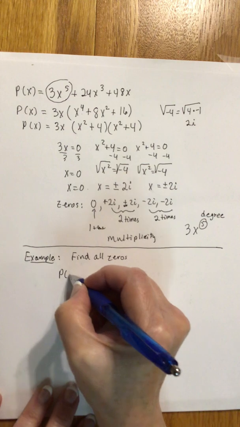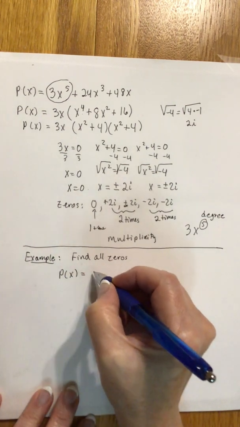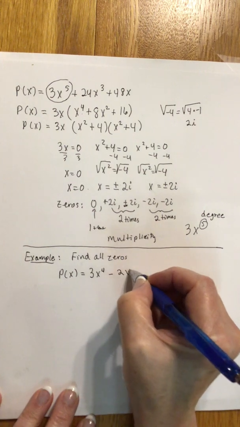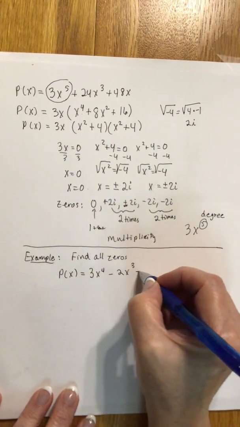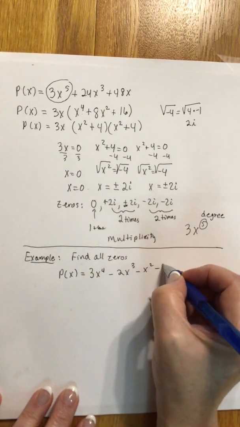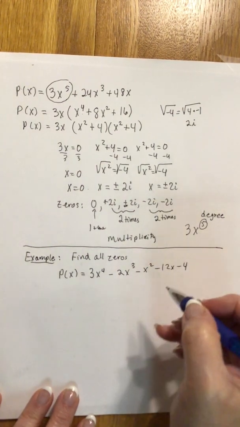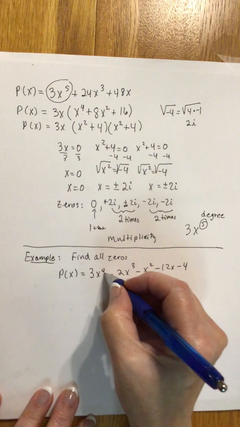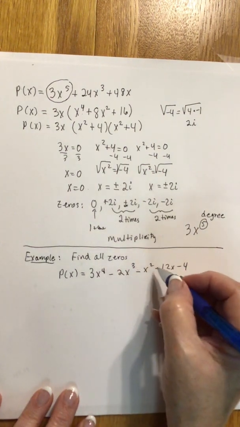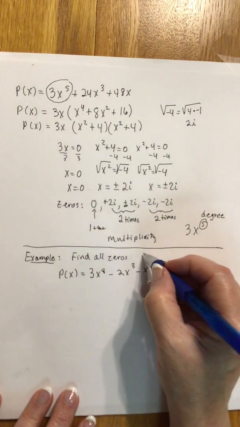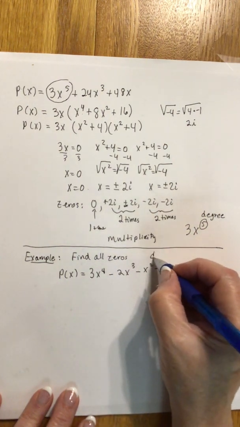So I have p of x equals 3x to the 4th minus 2x to the 3rd minus x squared minus 12x minus 4. So we have the 4th term. This is my 4, 3, 2, 1, none. So my highest is a 4, so it's going to have a degree of 4.